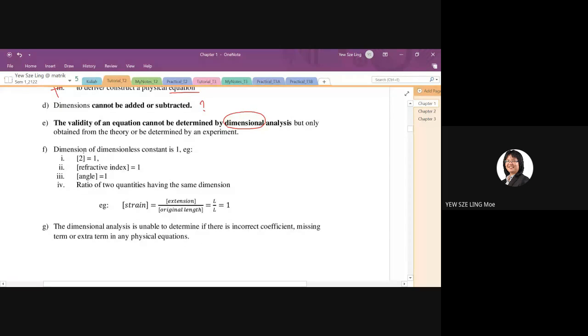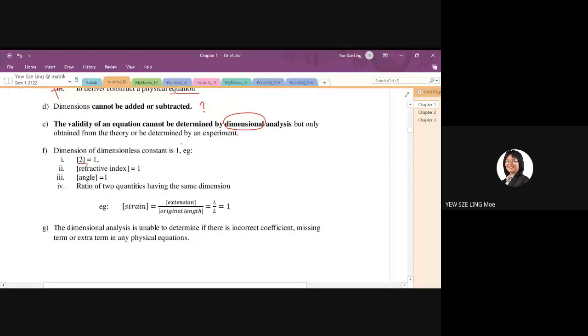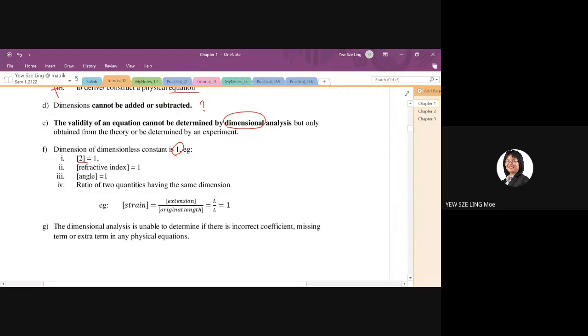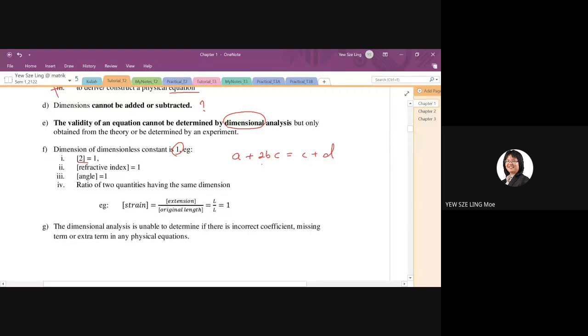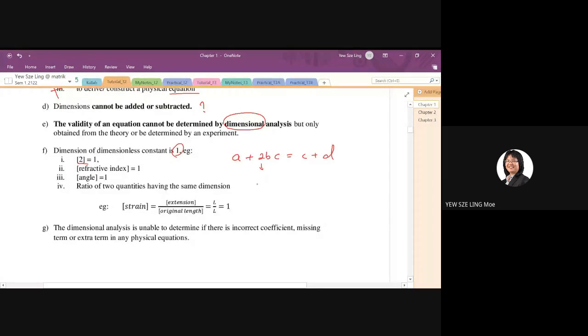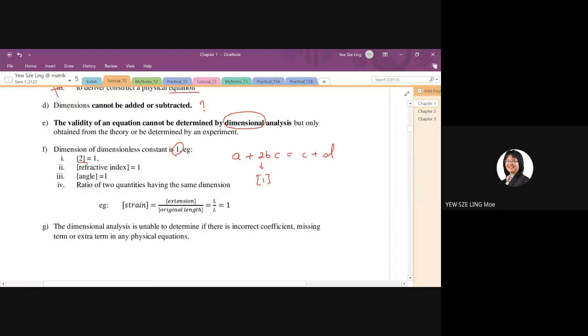For a dimensionless constant, for example 1, 2, or 3, the dimension we straight away say is equal to 1. Any constant value. If you have an equation, for example, a plus 2bc equals c plus d, then the dimension for 2, we are going to assume is equal to 1. Why? Because it is a constant value and it doesn't have dimension. So if you put a value 1, then you can cancel it out in the equation.